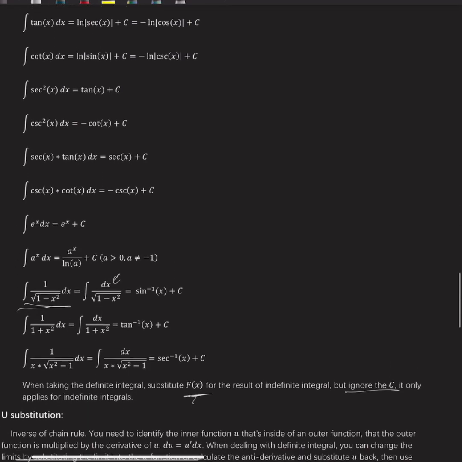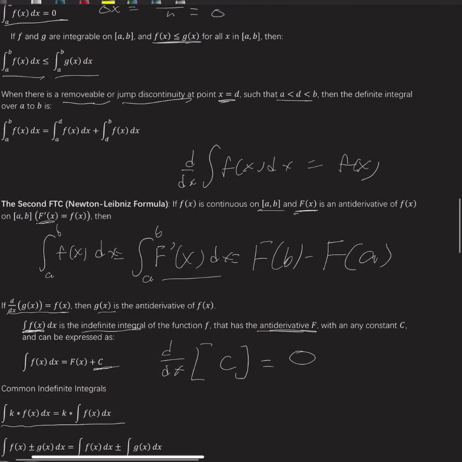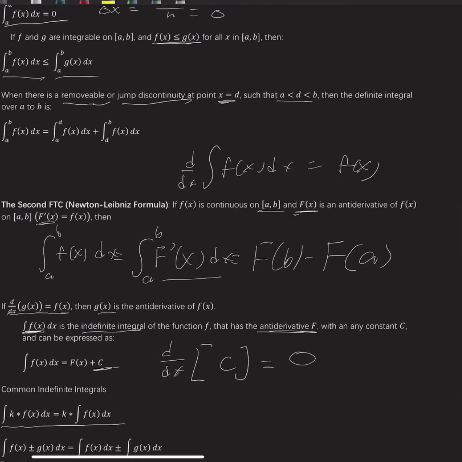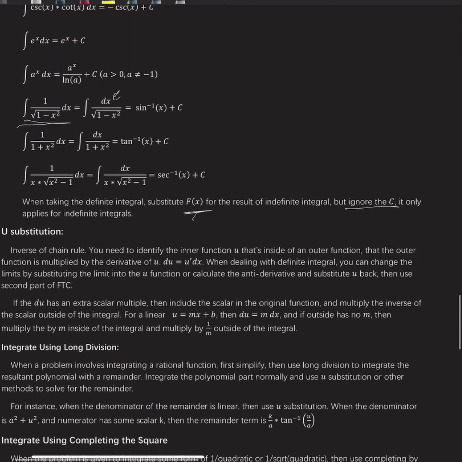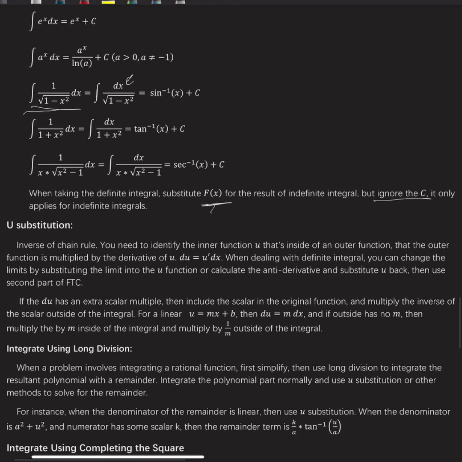And with this capital F of x, you can use the second FTC to solve for the definite integral. There's something called U-substitution, which is the inverse of the chain rule, to identify the inner function u that's inside of an outer function, and the outer function is multiplied by the derivative of u. So let's say you got an integral of f of g of x times g prime of x.